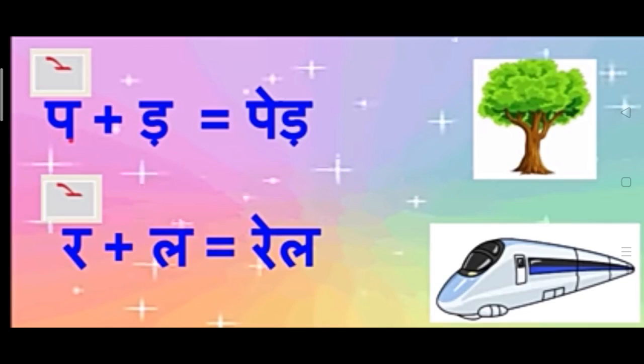Second one, Ra upside. Above the sleeping line, draw one slanting line. Ra plus La. What is that? Rail. Okay. Ra, upside, above that sleeping line we are drawing one slanting line. That is Re plus La. What is that? Rail. Understood, everyone? Okay.